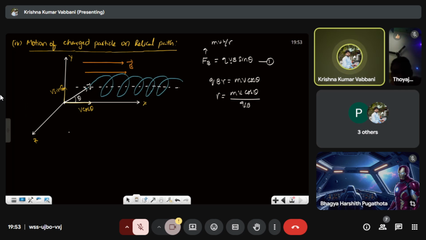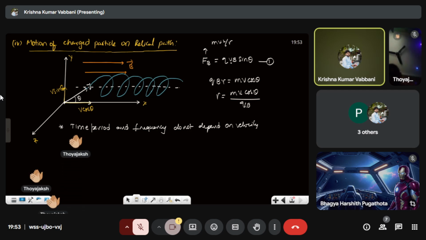Now we have to find the time period. This is important: in a helical path, time period and frequency do not depend on v. So T equals 2 pi m by qB.